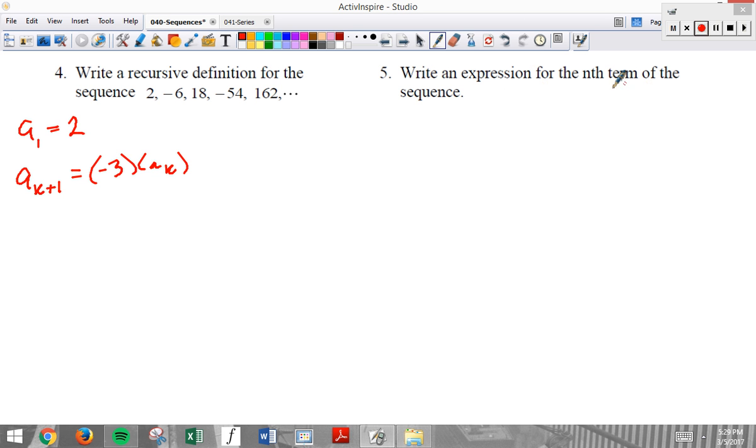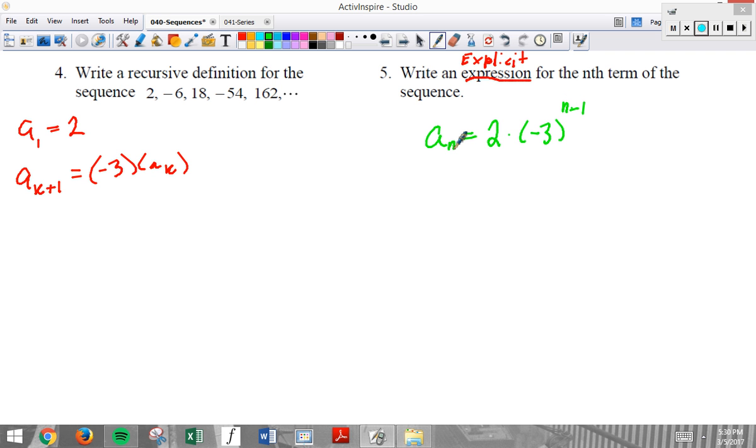But let's say you wanted an explicit expression. So that if a man on the street asked you, hey, do you know what the 100th term is? You could answer them like that. Okay. Explicit. So, I would look at the first term. This is 2. 2 times negative 3. 2 times negative 3 times negative 3. 2 times negative 3 times negative 3 times negative 3. So the nth term is equal to 2 times negative 3 to the n minus 1.